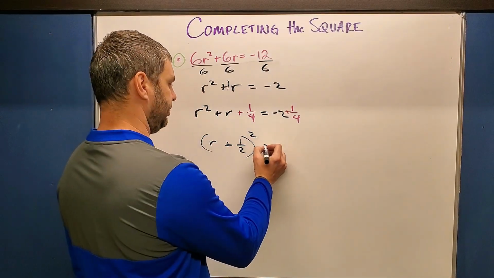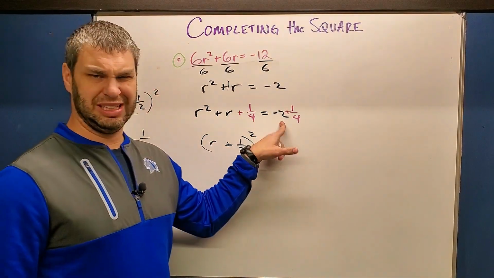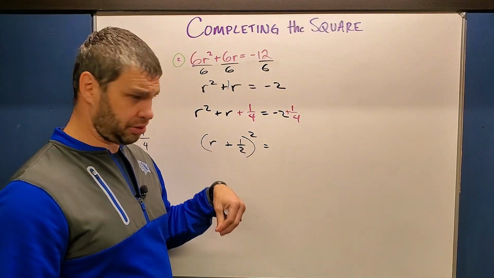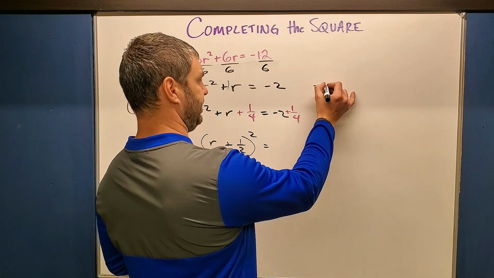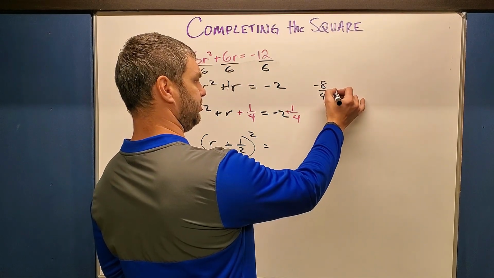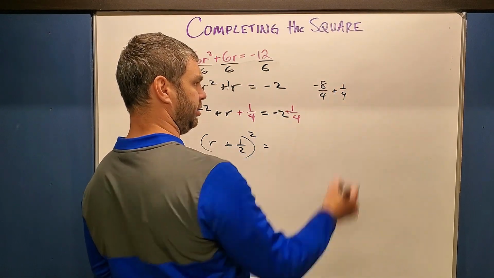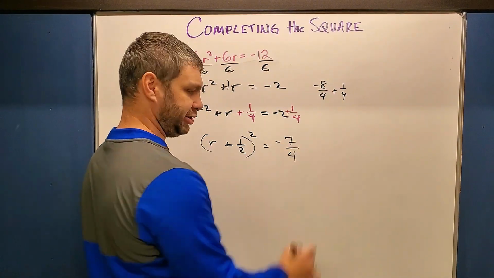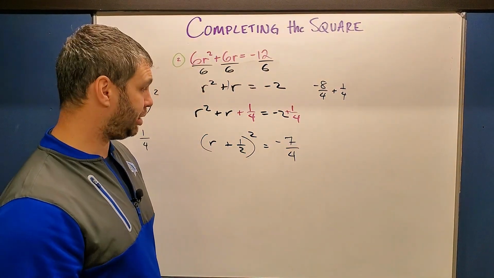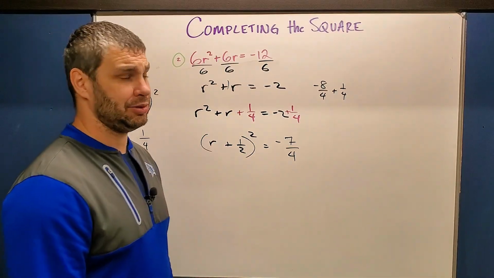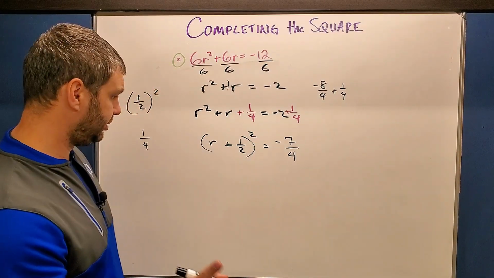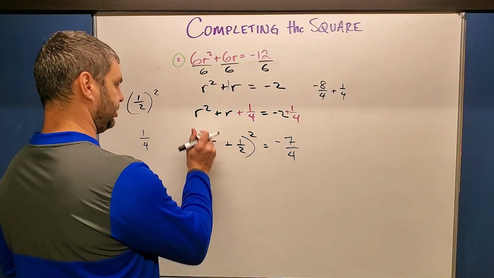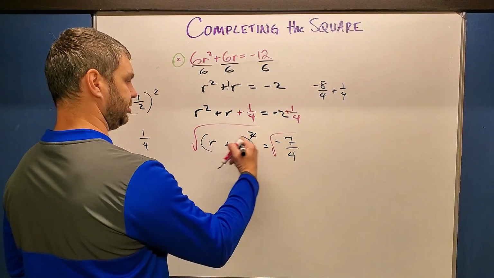The other side, if I think of this, well, negative 2 is negative 8/4, right? So this would be negative 8/4 plus 1/4. Well, it's negative 7/4. And yes, it is going to be easier to leave that as a fraction. I know you don't like that. You probably want to change that to be negative 1.75 in your calculator, but don't. All right, anyway, let's go ahead and take the square root of both sides so we can undo this square.